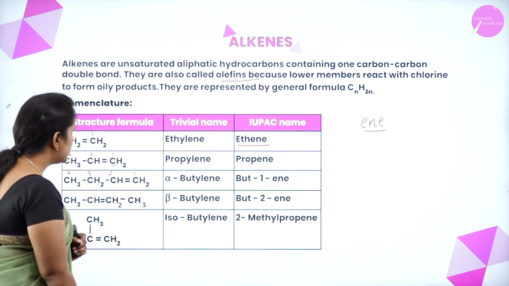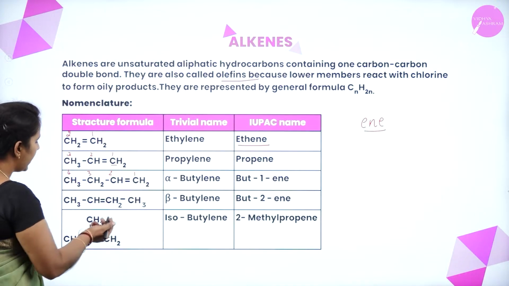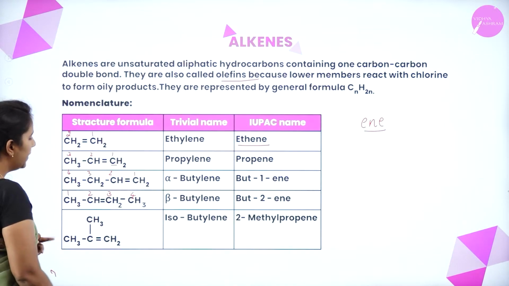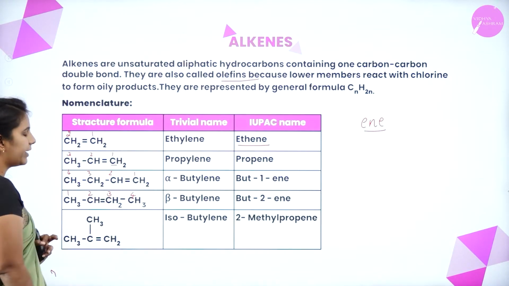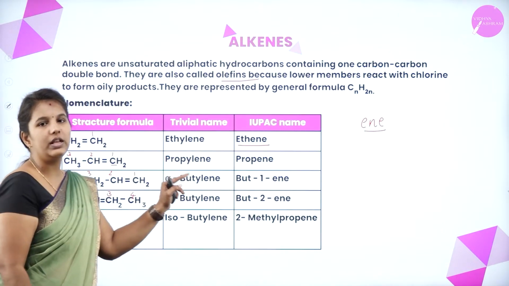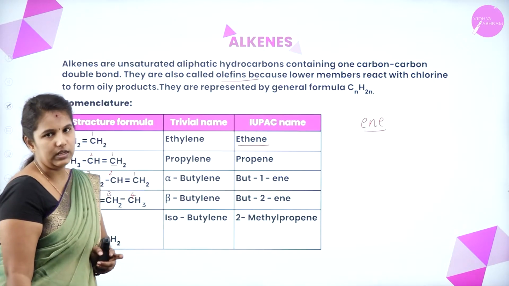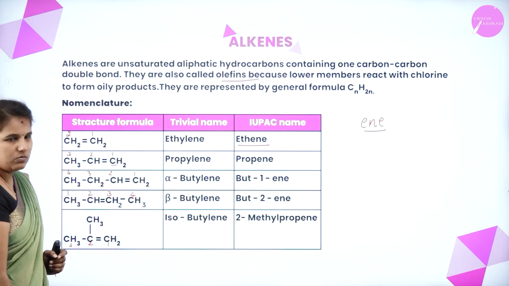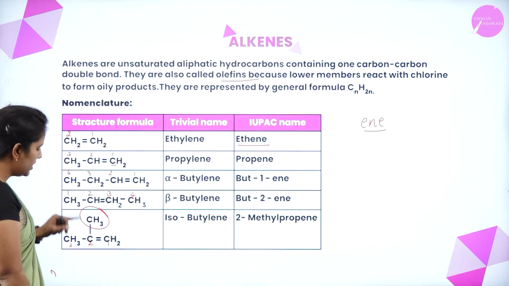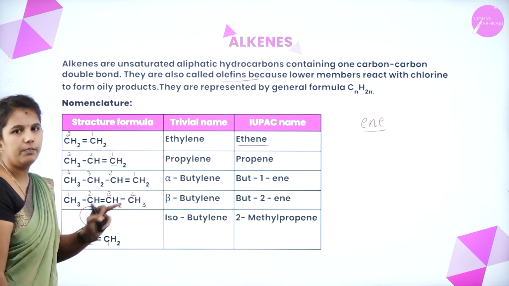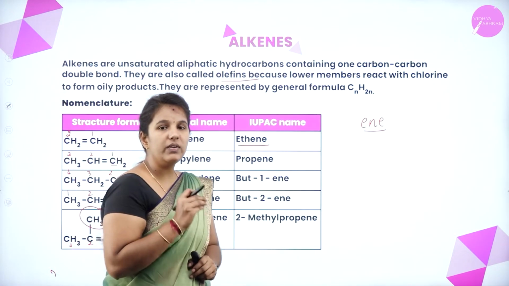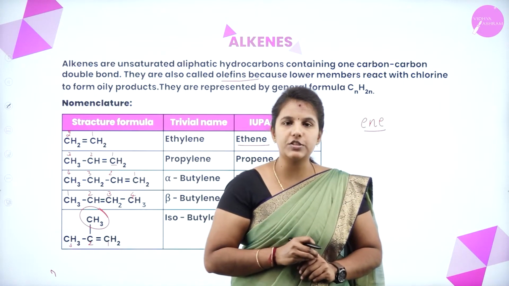Okay. Similarly, for the next one, you can see that there are again 4 carbon atoms, but there is a double bond between the second carbon atom and the third carbon atom. Is it right? Hence, it is named 2-butene or but-2-ene. So, there are 3 carbon atoms, and there is 1 alkyl group attached to the second carbon atom. Is it right? So, it is 2-methyl propene. It is 2-methyl propene.